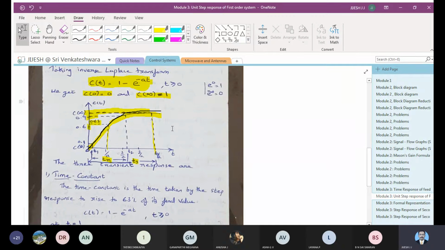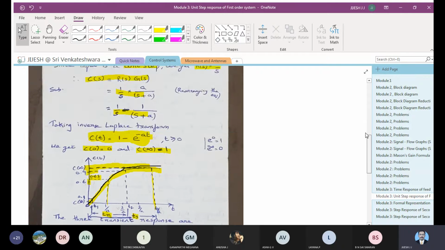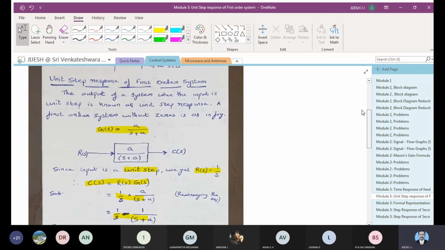From this graph, you will be studying all three transient responses. This is for the first order system. We have been studying the unit step response of the first order system. Usually they ask these things in your examinations.